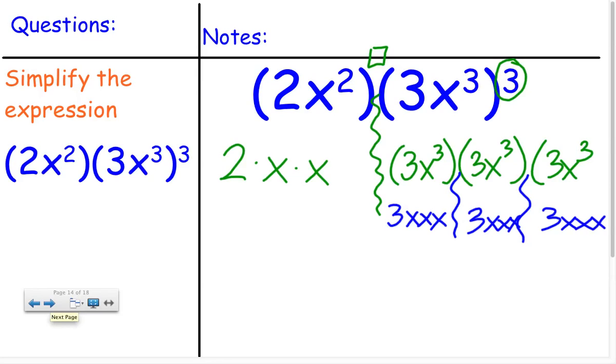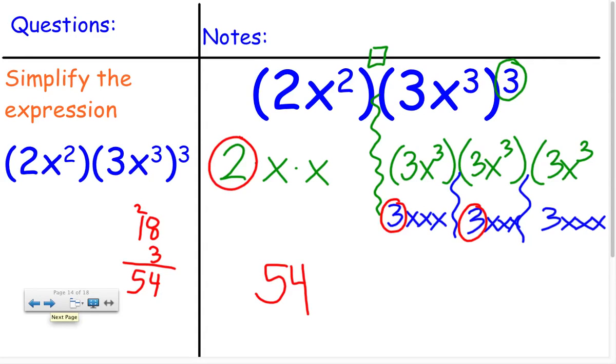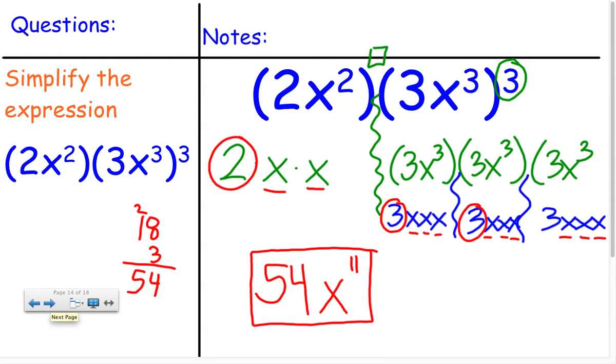Okay, so now I can start multiplying. 2 times 3 is 6. 6 times 3 is 18. 18 times 3, let me make sure, 54. Count your x's: 1, 2, 3, 4, 5, 6, 7, 8, 9, 10, 11. And my only variable is x, so that one's pretty simple. 54, x to the 11.